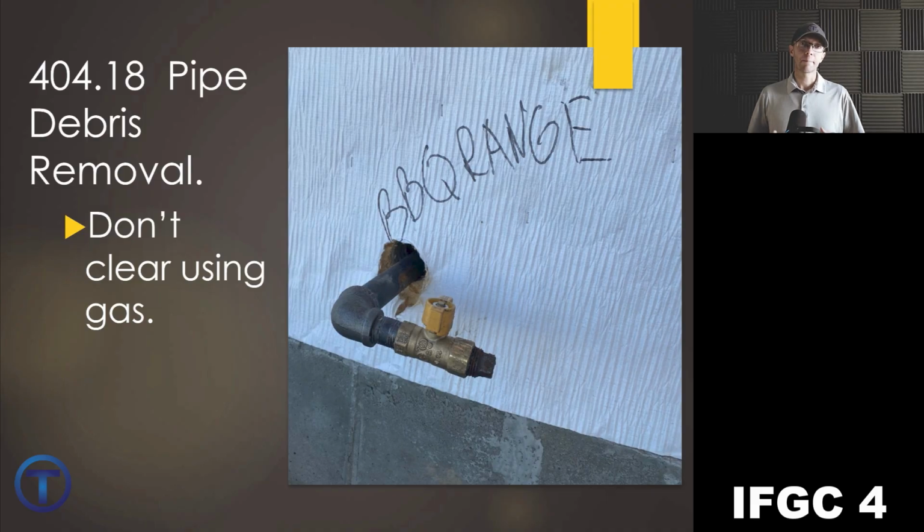404.18 brings us to pipe debris removal. In the process of installing pipe, it can have dust, dirt, burrs, threading scraps, all kinds of things could be inside that pipe. We don't really want that to push right into the appliance. So we'll talk about purging later, but it's important to clear the lines. And if you're going to clear it, it says, please don't clear it out using gas. Don't open it up and just let gas flow and hope we're going to get all the dust out. Do that with air first. Push that through. Clear it out before we put in the gas.